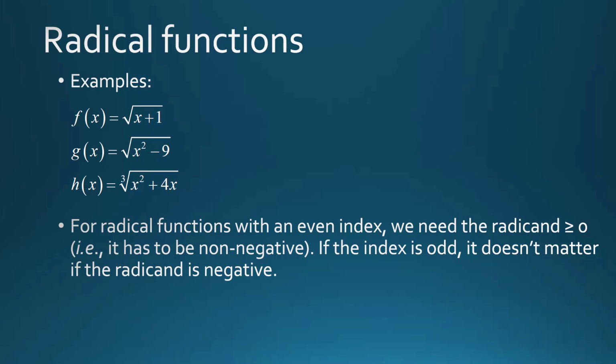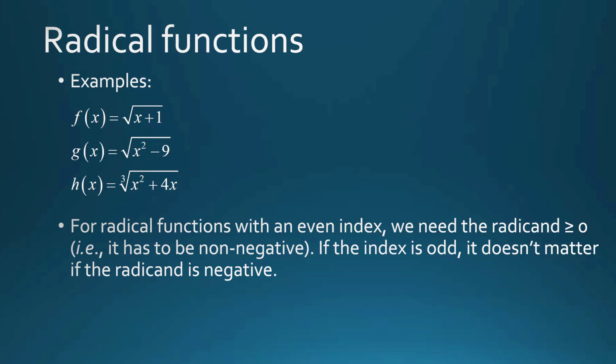Once you're able to recognize when you're looking at a radical function, the next step is to look at what we call the index, because the index is going to tell you quite a bit about what's going on with the domain. These three examples here, the first two, f of x and g of x, are square root functions. As we were saying, the index is not written, but it's understood to be 2.